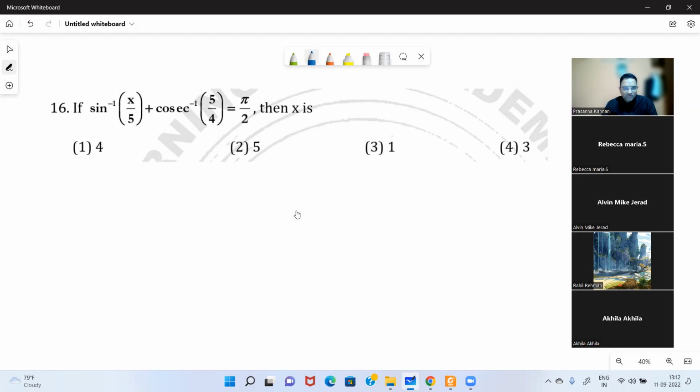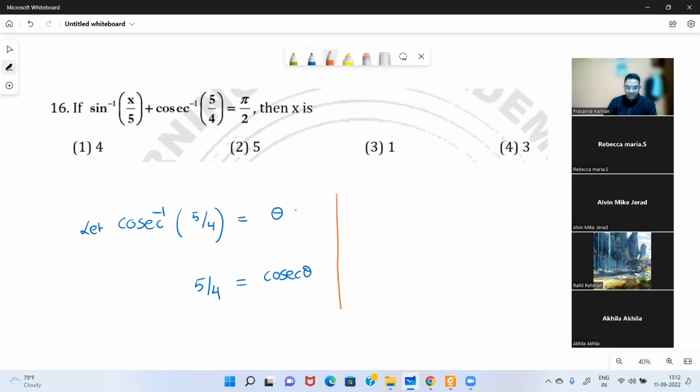Now, cosecant inverse of 5 by 4, how can we write? Okay, nothing to worry. So let's take cosecant inverse of 5 by 4 to be theta. Then what is cosecant theta? 5 by 4, correct? So let's draw the triangle. Let's say this is angle theta. Cosecant theta is equal to 5 by 4.